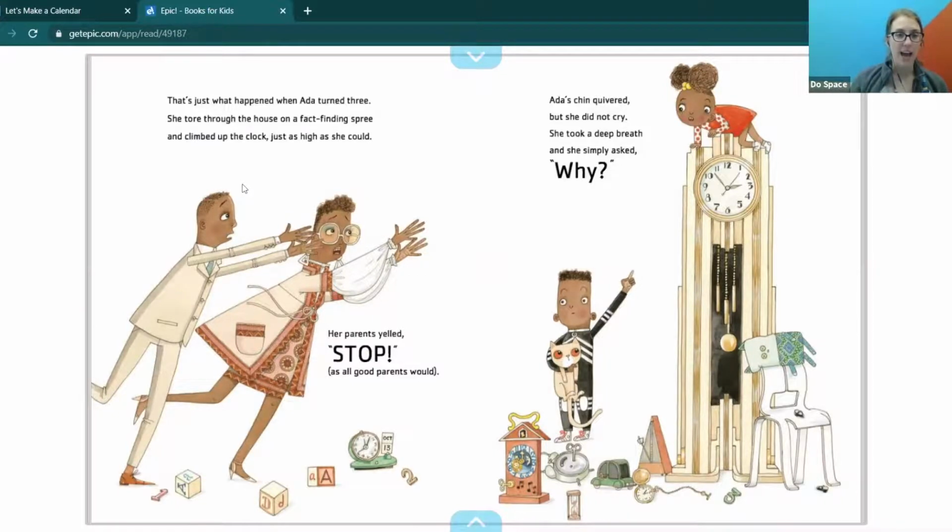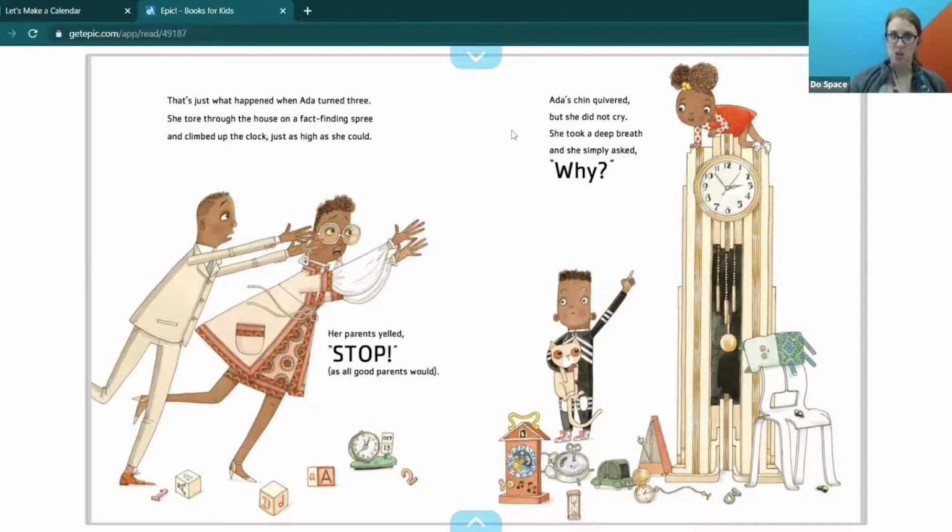She tore through the house on a fact-finding spree and climbed up the clock just as high as she could. And her parents yelled, "Stop!" as all good parents would, right? Because look at that. She's all the way up at that clock. Woo, it's so high and she might fall. She might hurt herself. So Ada quivered, but she did not cry. She took a deep breath and simply asked, "Why?"